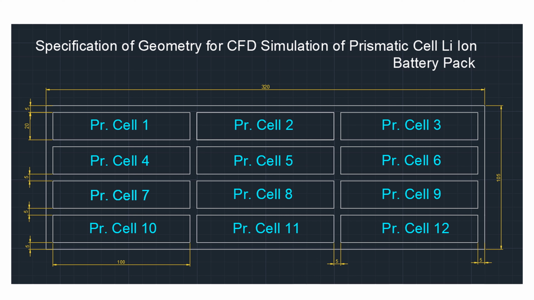So this is in detail related to the specification of geometry for the CFD simulation of prismatic cell lithium-ion battery pack. There are total 12 cells. Each of them are separated by 5 mm as a distance. Then as I said earlier in the previous slide, the dimensions are 100 by 145. So the whole pack is 320 by 105 mm.